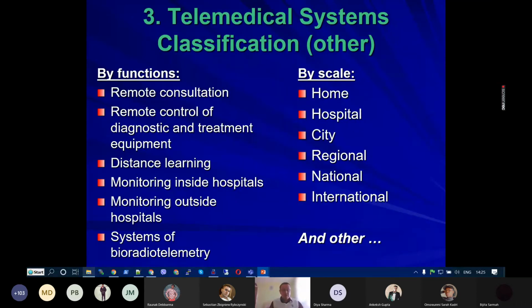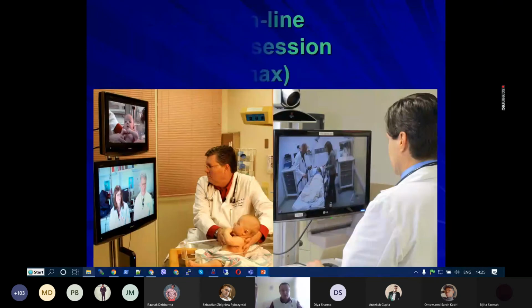But we also classify by function, by scale. Again, the function: consulting, control of diagnostic equipment, learning, distance learning. So, okay, our model could be considered part of the medical system as well, and our implementation of lectures is also still a telehealth activity, and so on. And by scale, from home to international level, etc. So depending on the criteria you want to use, you can classify systems.